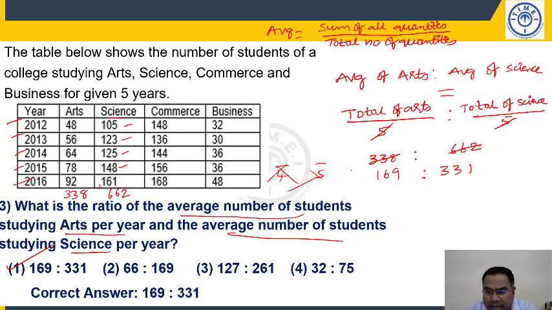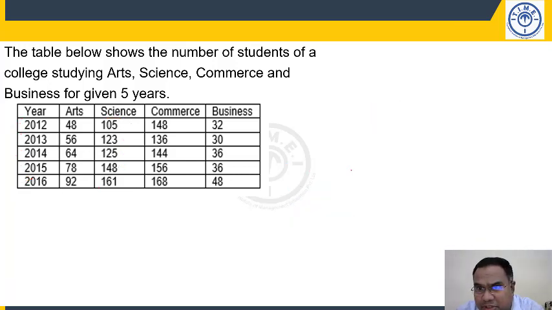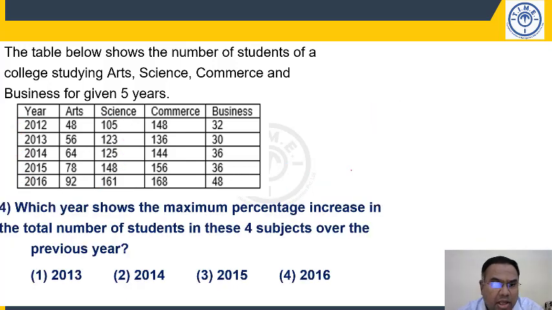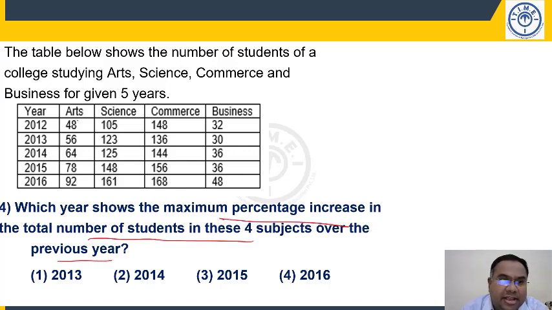Right, students. Next question on this set, and that is the last question, students, in this particular set. Which year shows the maximum percentage increase in the total number of students in these 4 subjects over the previous year? Which year is showing maximum percentage increase over the previous year, all the 4 subjects together? So how will you get the total of all 4 subjects? I have to add this, right? So how much is this? 32, 48, 80, 85, 133. So 1 carry forward, 112 plus 1, 333.